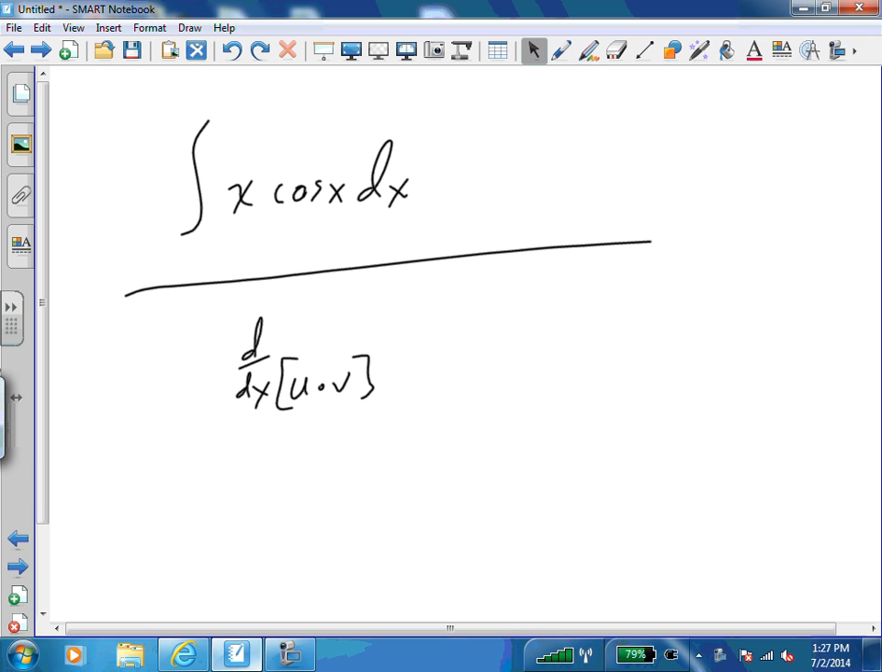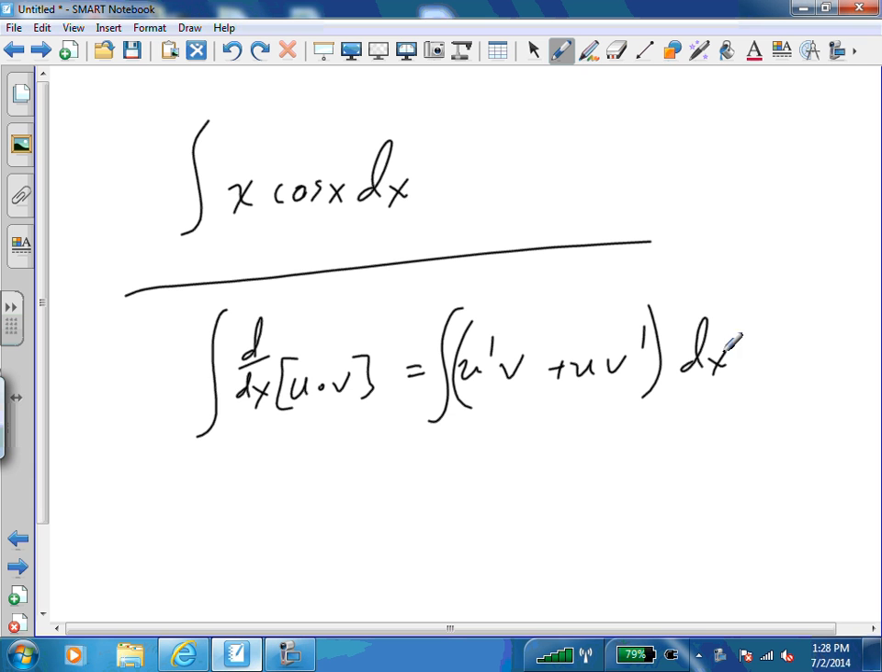So the product rule for derivatives is u prime v plus u v prime. So if we were to integrate both sides, this is kind of not being completely formal, but basically an integral and a derivative cancel each other out.